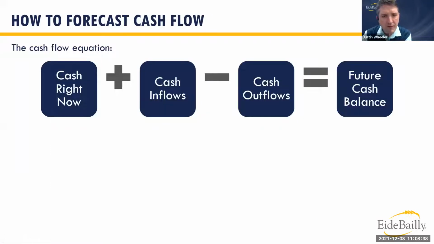So when we talk about how to forecast cash flow, the first thing that we need to understand is the cash flow equation. And this is very simple math. We start off with how much cash is in the bank today, right now, and we add to that cash inflows. Now, notice that this equation is not the same as a profit and loss or an income statement. So cash flows include income that comes in the form of received cash, such as deposits from credit card, merchant services, and electronic payments and paper checks.